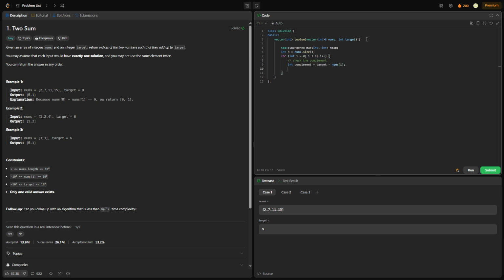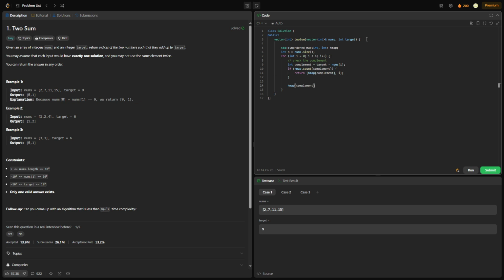Okay. And now we check if the complement exists in our hash map. So we're going to say if hmap.count, does this complement exist in our hash map? Right. If it does, we can return the indices. So we would return hmap of complement, because again, we're storing the indexes as values. The actual element is a key in the hash map. Okay, so we're going to say return, we have to return a pair, so we're going to say hmap of complement, i.